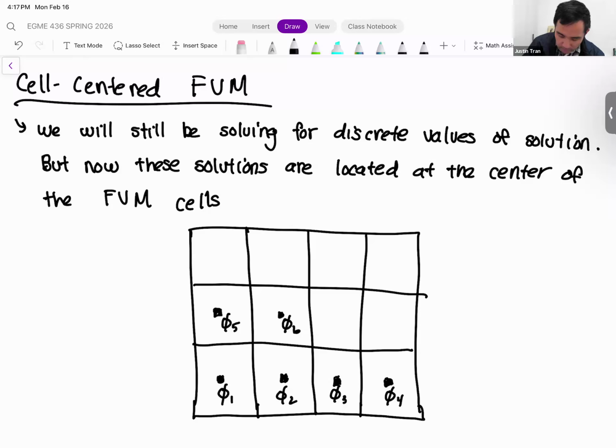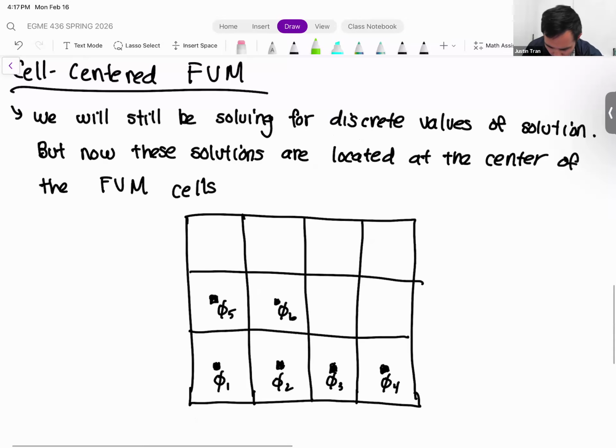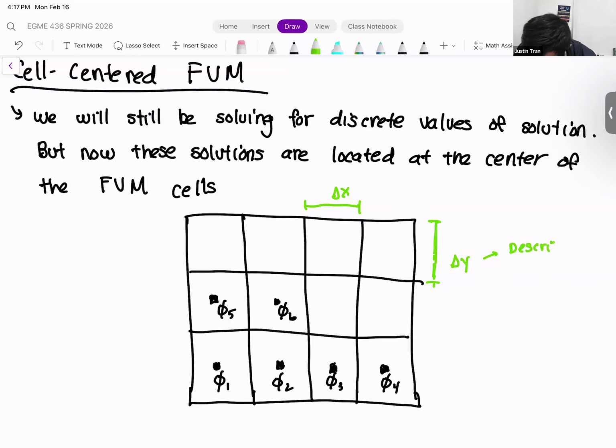Just like in finite differences, we still have a concept of the grid spacing. Let's say we have the grid spacing in the y direction, delta y, and the grid spacing in the x direction, delta x. So delta y, delta x are still there, but now they tell us the size of our cells. They're the same thing, basically the distance between grid points. It's just the way that we interpret them is a little bit different, because the size of the cell is now an important property for us to work with.